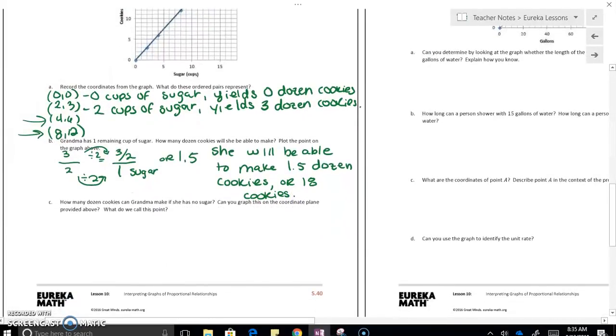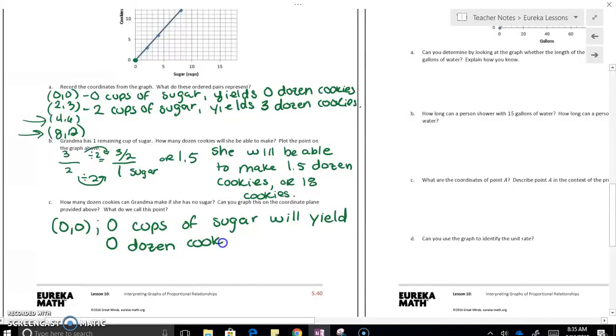Now, how many dozen cookies can grandma make if she has no sugar? Can you graph this on the coordinate plane provided above? What do we call this point? Well, it's kind of already graphed for you, but if she has no sugar, as we said earlier, this point is called 0, 0. Okay, so we know that 0 cups of sugar will yield 0 dozen cookies. And we call this our origin.